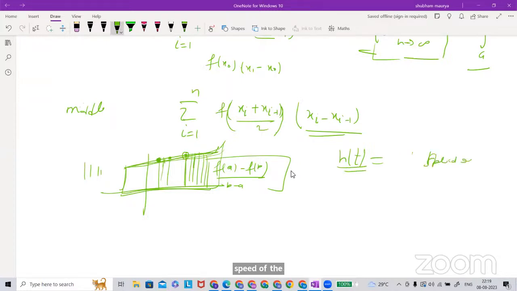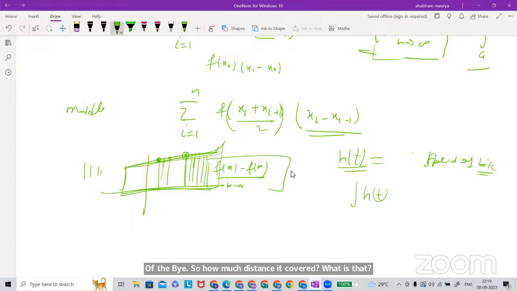Speed of the bike. So how much distance does it cover? For that you have to integrate this, right? Because the speed tells you, for a small time, what is the exact speed. If you see the definition of speed, what is speed? Distance upon time.